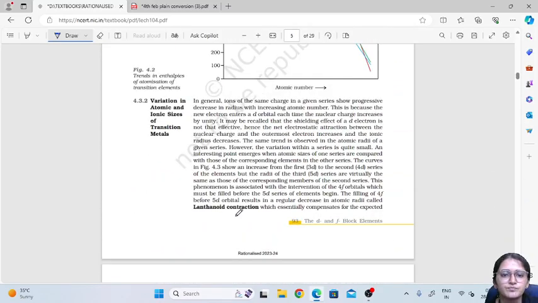See here, the variation within a series is quite small. Variation means the size of the second and third series; the variation is small. When atomic sizes of one series are compared with those of corresponding elements, the curve shows an increase from the first to the second, that is 3d to 4d series, but the radii of the third series are virtually the same as those of the second series.